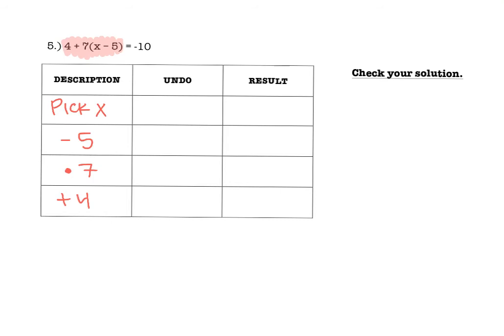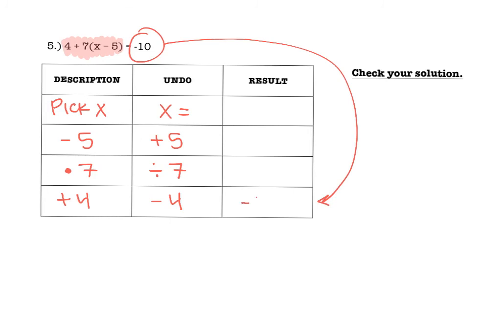Now as I go to undo this, to undo add 4, I would subtract 4. To undo times 7, I would divide by 7 because multiplication and division are inverse operations. They undo each other. And to undo minus 5, I would add 5, and then I would get what x equals. So I'm going to start with negative 10 in the bottom.